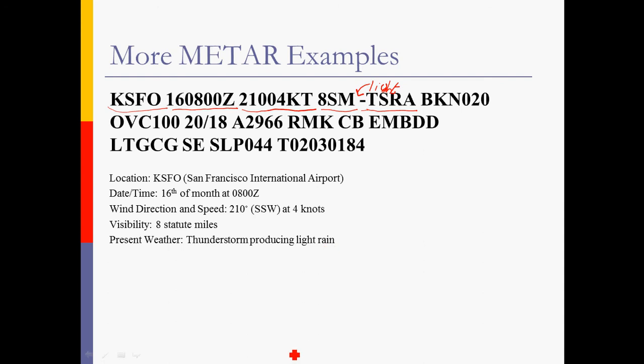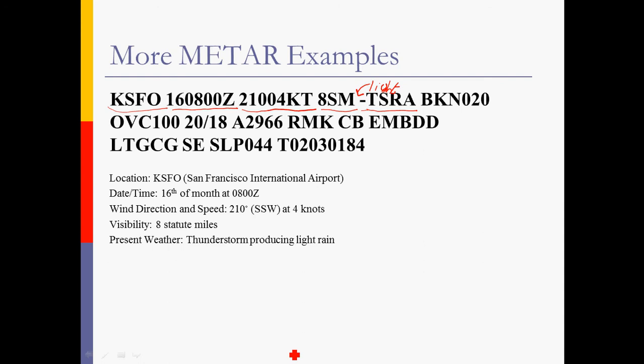So to recap, what we have so far is that at San Francisco International Airport on the 16th of the month at 8 UTC, either 12 or 1 a.m. local time, there were south-southwest winds at 4 knots, visibility of 8 statute miles, and with a thunderstorm being observed producing light rain.